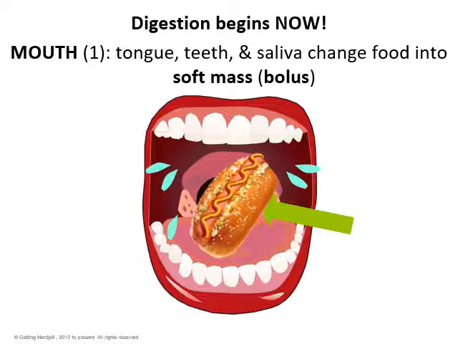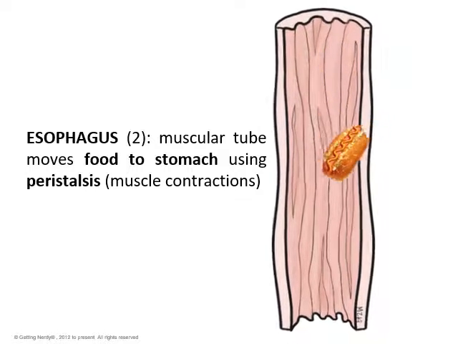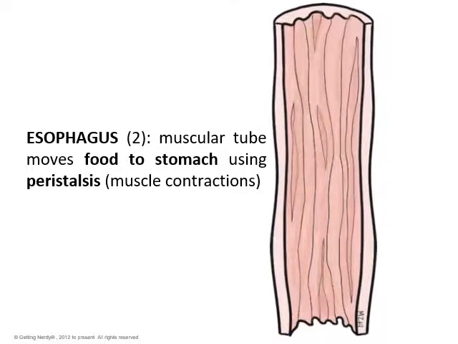Now, let's take a journey. Digestion begins now when food enters the mouth and your teeth, tongue, and saliva change the food into a soft mass known as a bolus. Once the food is swallowed, the food then moves to the esophagus. The esophagus is a muscular tube that moves food using peristalsis, which are muscle contractions.